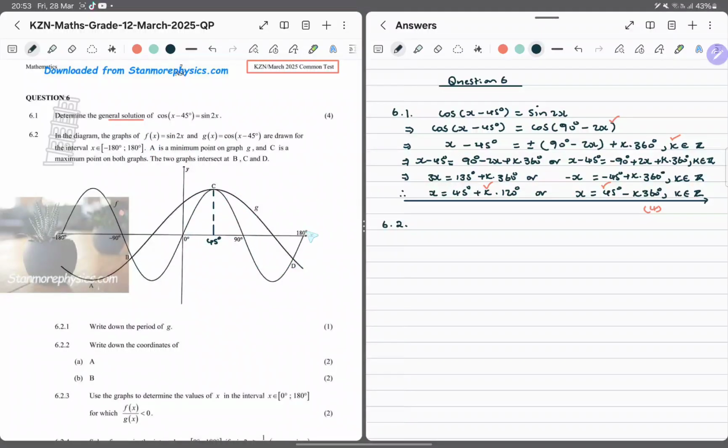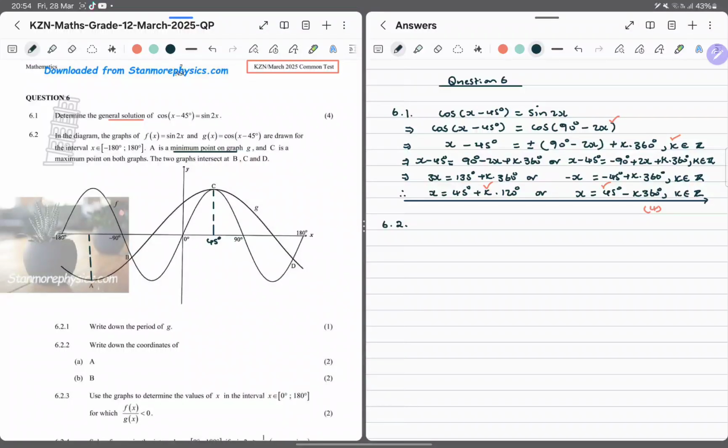So the period is 180, and we're getting that first maximum from 0 at 45 degrees. And it seems to coincide with the cosine one. But let's read on. And g of x equals cos of x minus 45 degrees are drawn in this interval minus 180 to 180. A is the minimum point of the graph of g. So this means down at A, we are at a minimum.